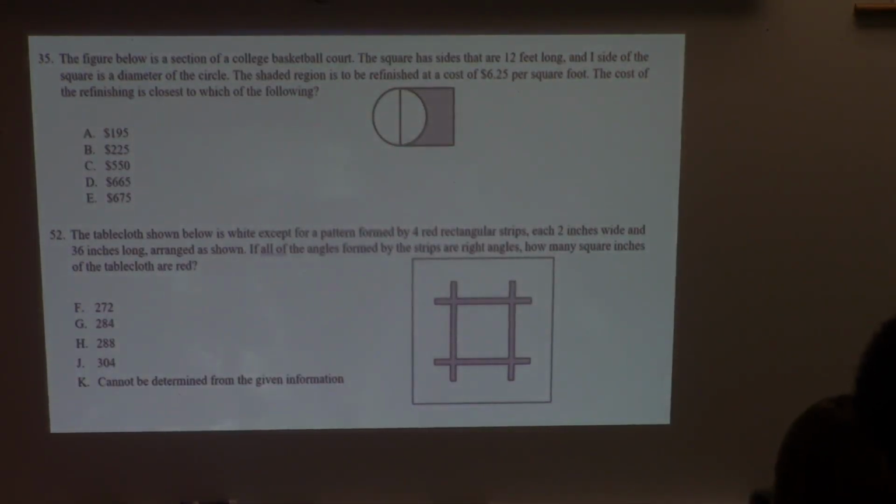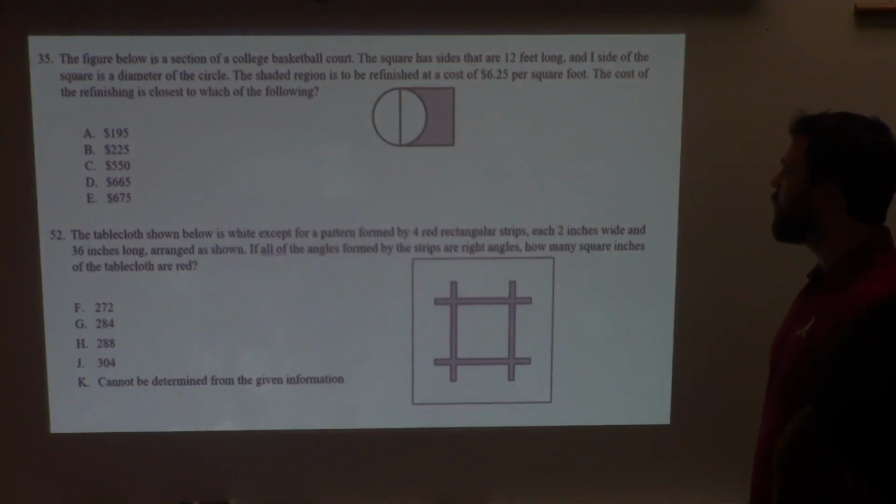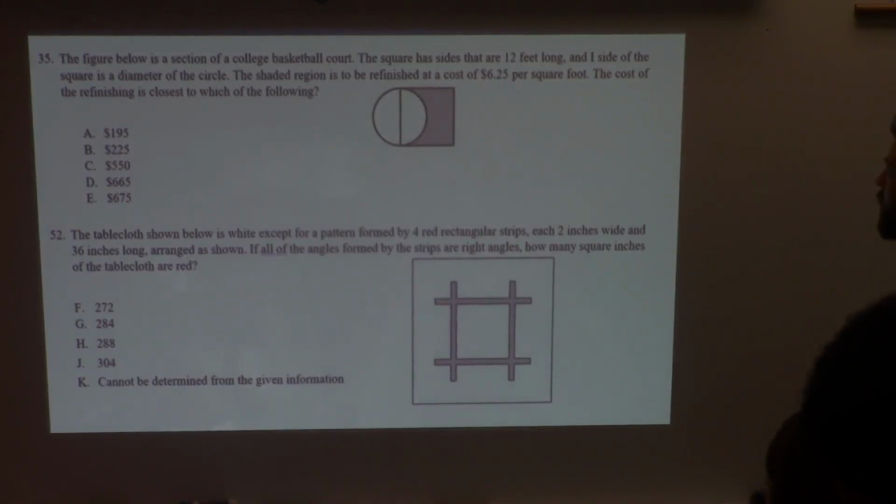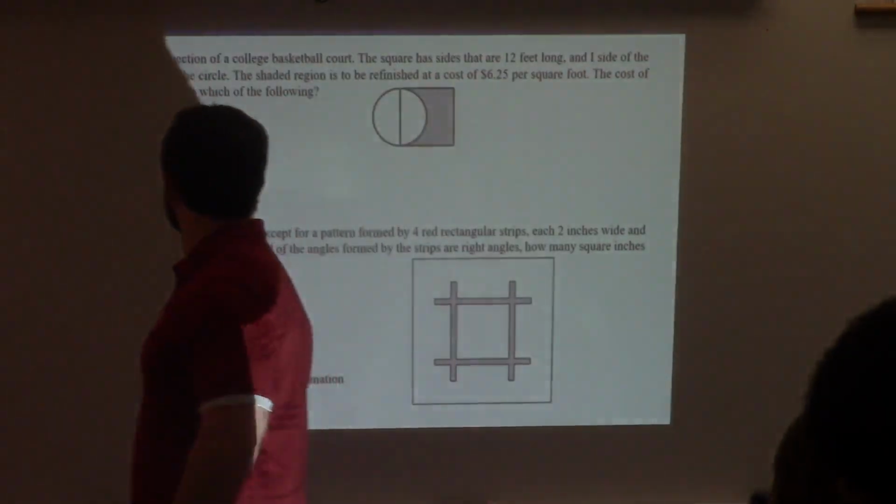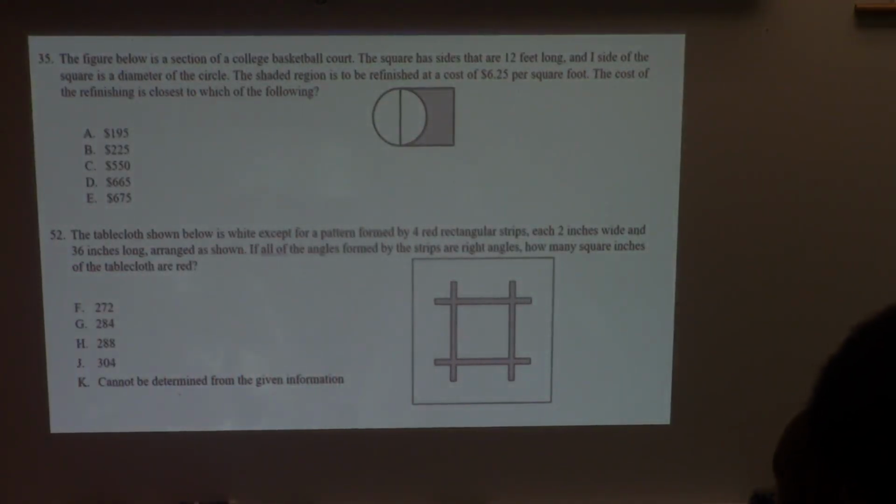Number 35. The figure below is a section of a college basketball court. The square has sides that are 12 feet long, and I think it's supposed to say one side of the square is a diameter of the circle. The shaded region is to be refinished at that cost.